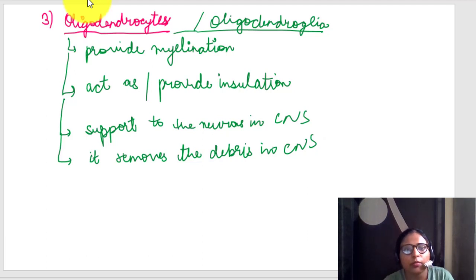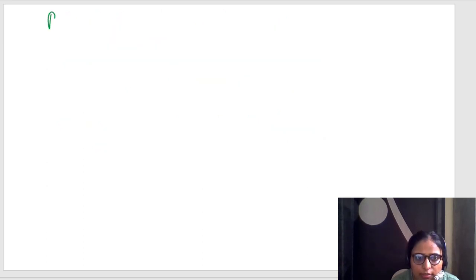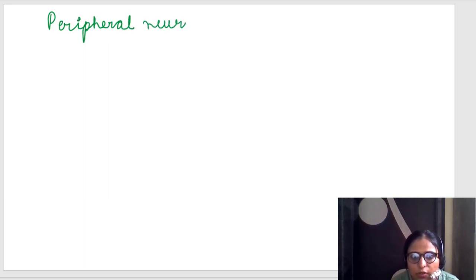Fine. Now we will talk about the peripheral neuroglial cells, because we have talked about the central neuroglial cells and we completed its classification, and our second classification is peripheral neuroglial cells. It's very easy, don't worry. I'll take very little of your time.